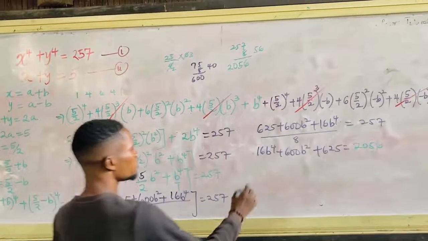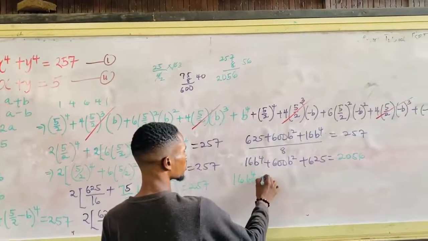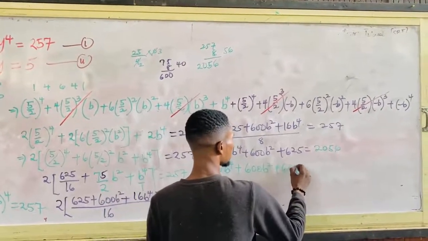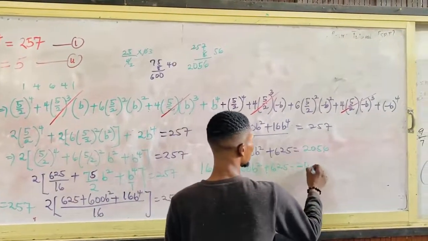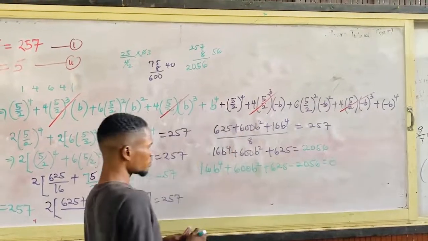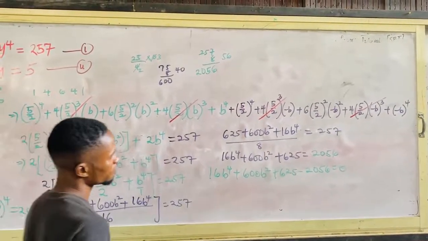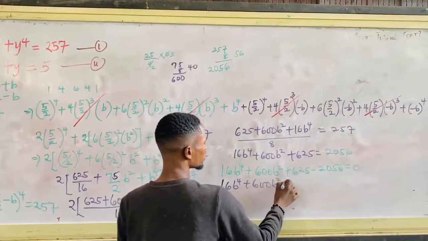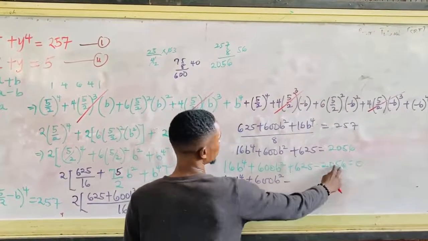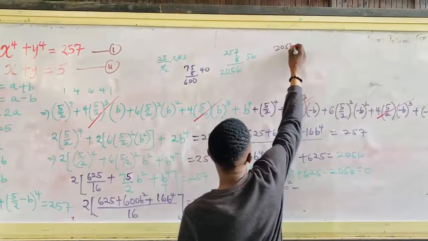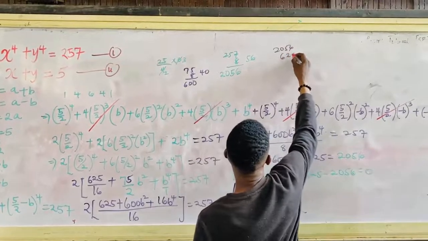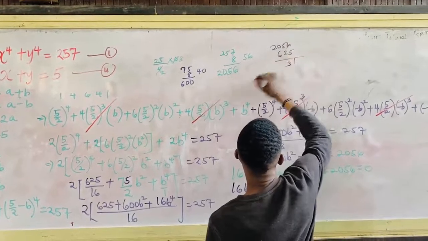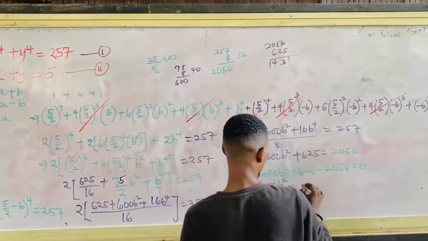So that's 16b raised to power 4 plus 600b squared plus 625 minus 2056, which is equal to 0. Now what is 625 minus 2056? That will be negative. So let's take 2056 minus 625. That's 1431.